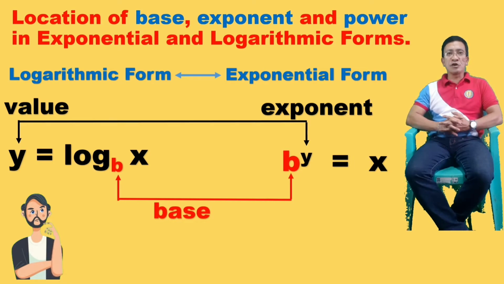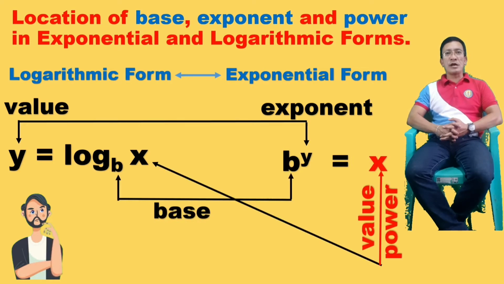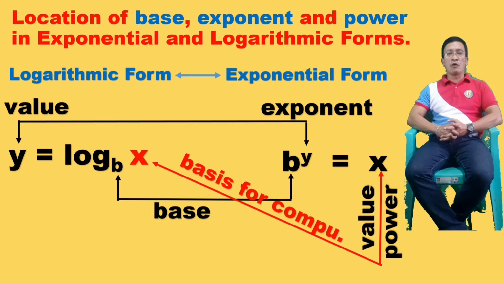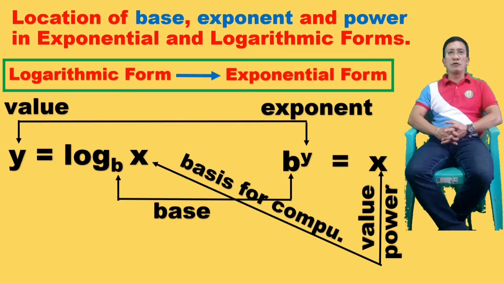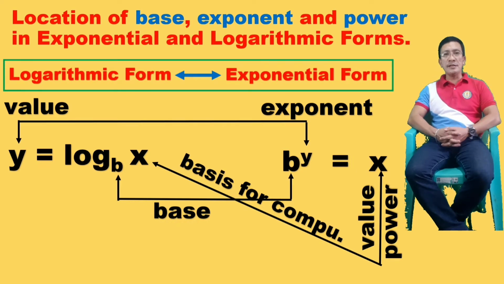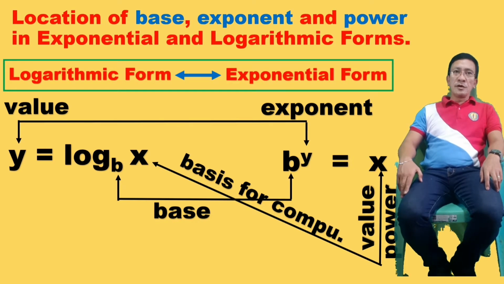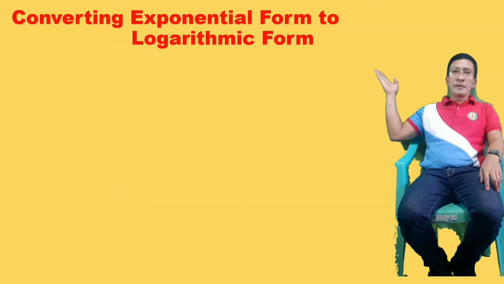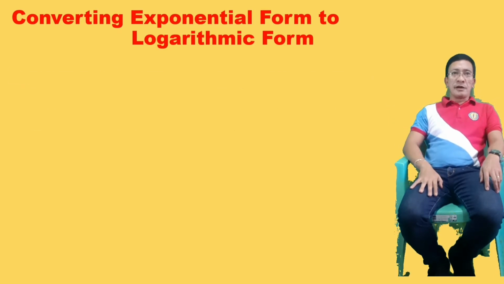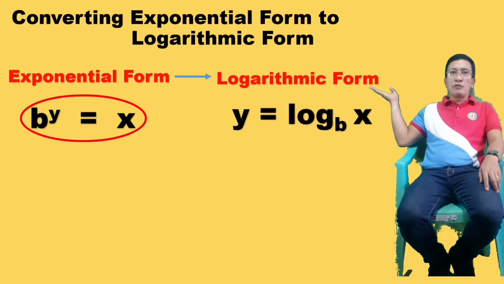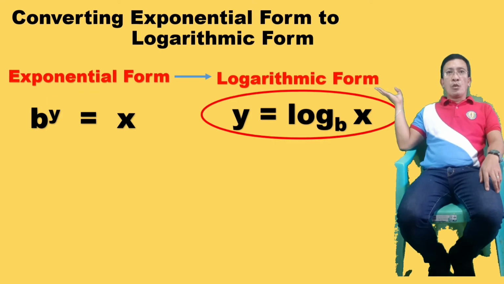It is written as a subscript of the expression log. The value or the power in exponential form is the basis of computation in logarithmic form. By means of that, we can say now that logarithmic form can be converted into exponential form and vice versa. To prove that the conversions I am saying to you are true, we will convert exponential form to logarithmic form. Again, the exponential form is b to the y equals x. We will convert it into its logarithmic form, y equals log of x with base b.